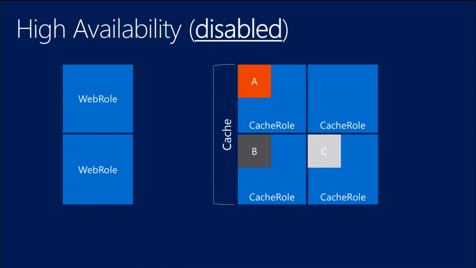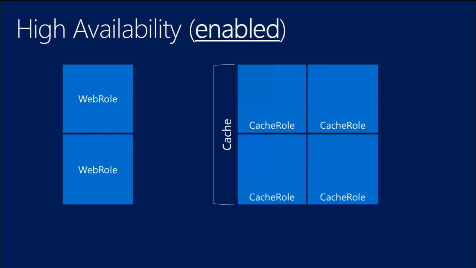Now, if there's a catastrophic failure and one of these role instances goes down, then item B is lost from the cache. Well, it still is in the database or wherever it originally came from, but you've just lost the benefit of having it in the cache.